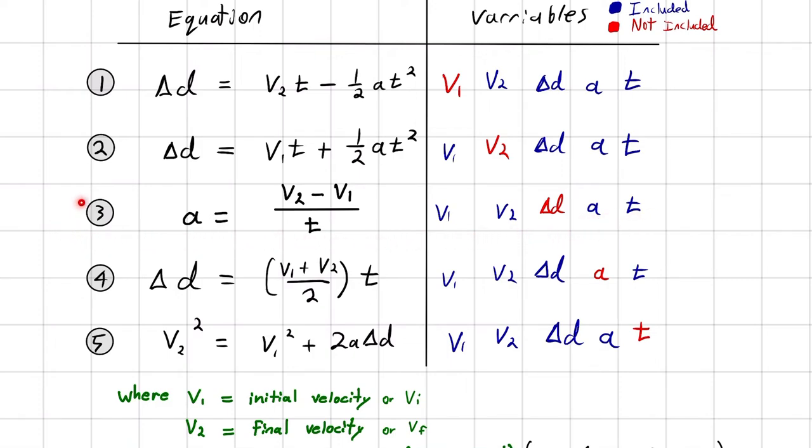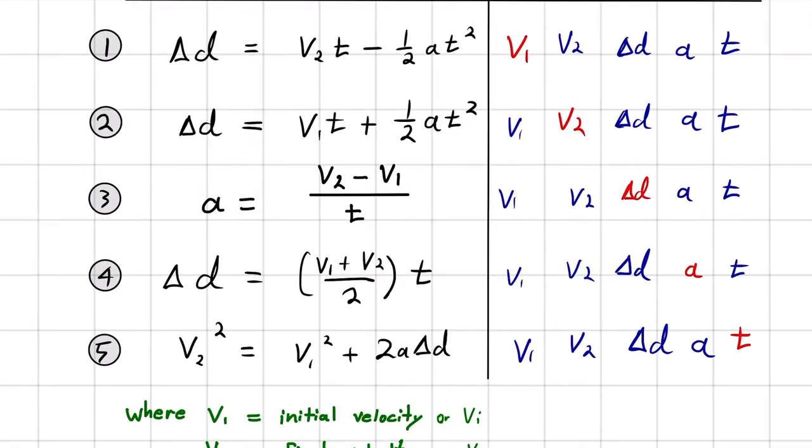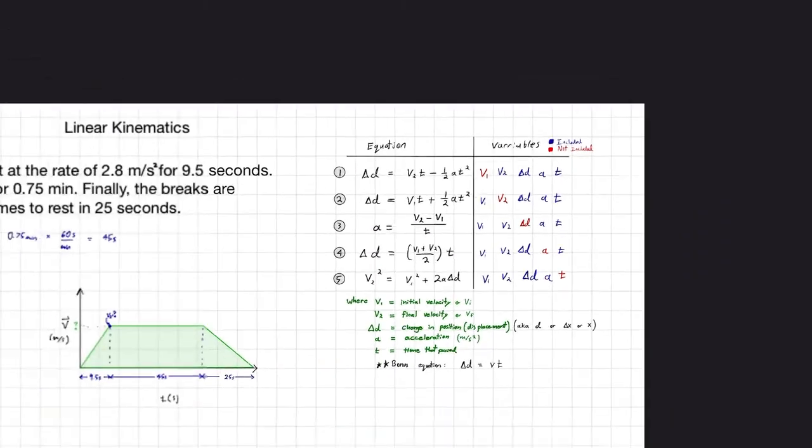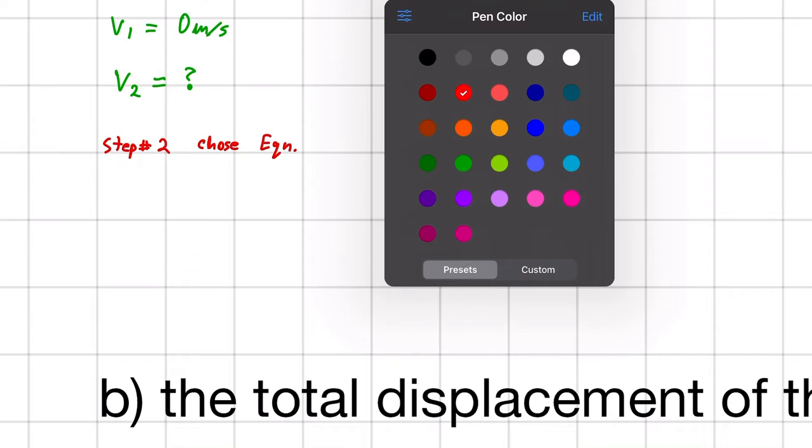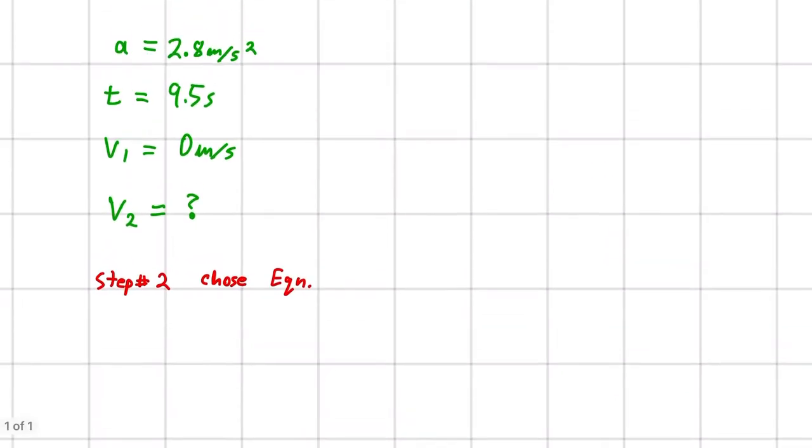So we will be looking at equation 3. Again, your teacher or your textbook might have different numbers, but what's important is to look at this equation itself and the variables that are used in it. So we're going to take this equation 3 and write it down, because we have a, t, v1, and v2, that tells us to use equation number 3.